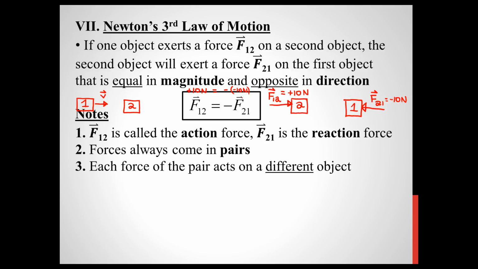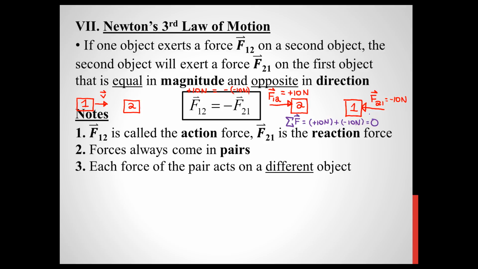3, each force of the pair acts on a different object. Okay, so there's a bit of a misconception where someone might say, so let me grab a different color, for every force, there's an equal and opposite force, and you try to calculate the sum of the forces. Wouldn't the sum of the forces, for example, just be positive 10 newtons plus negative 10 newtons, which is equal to 0, which means my object would not accelerate.